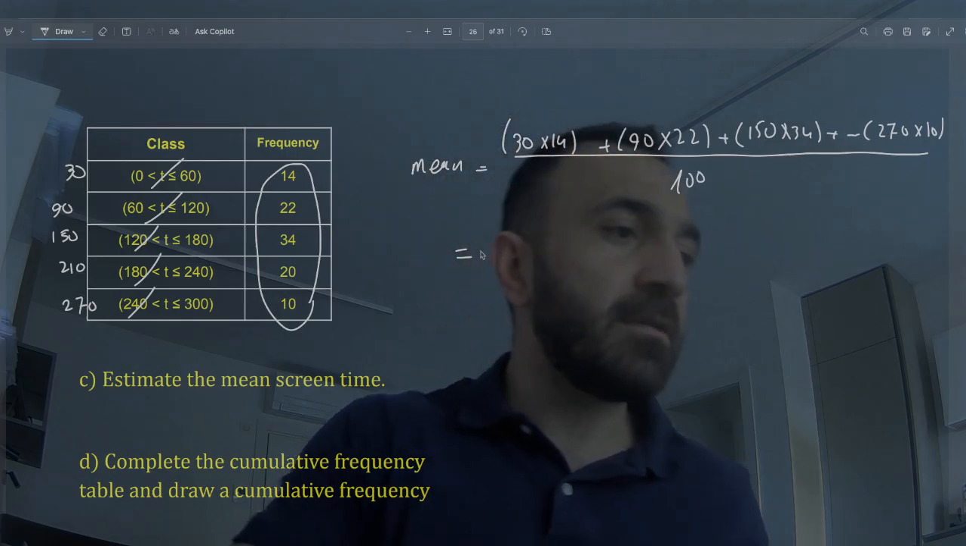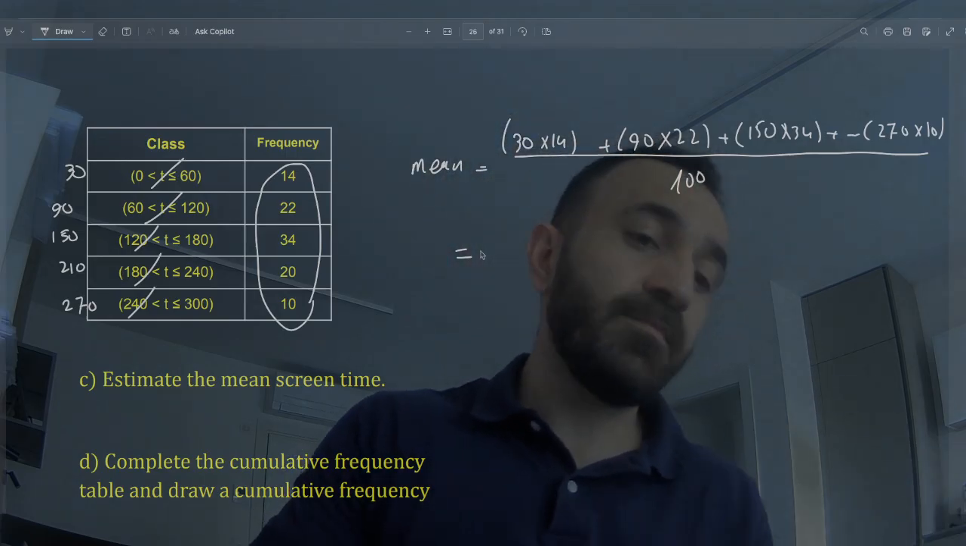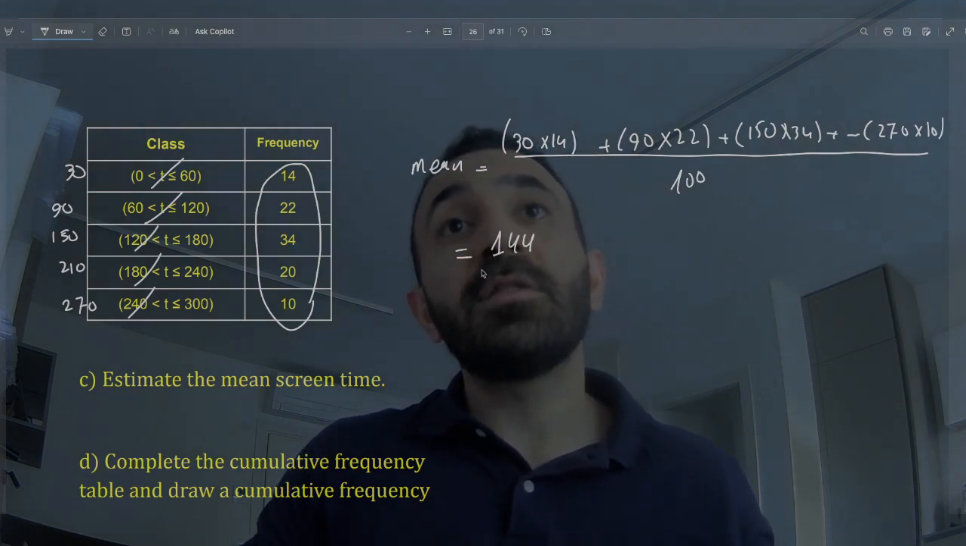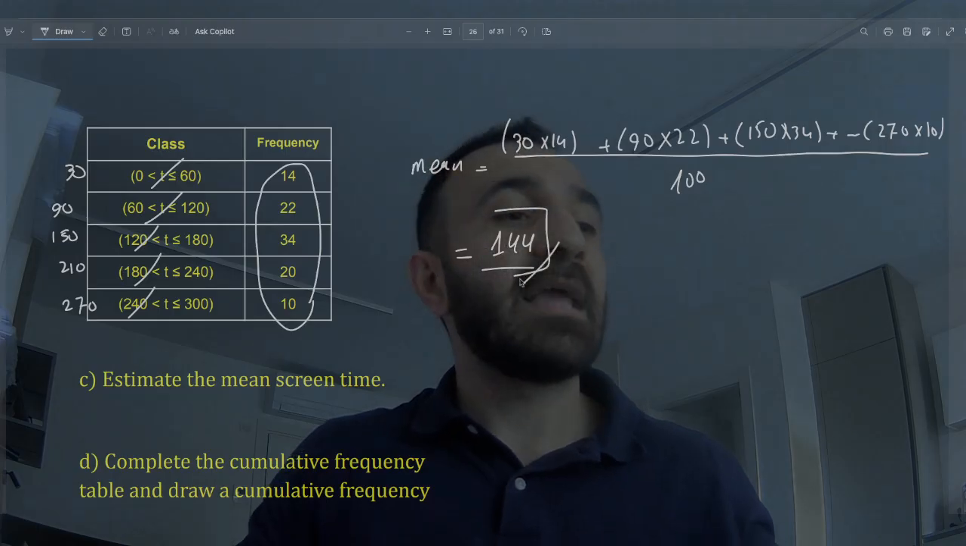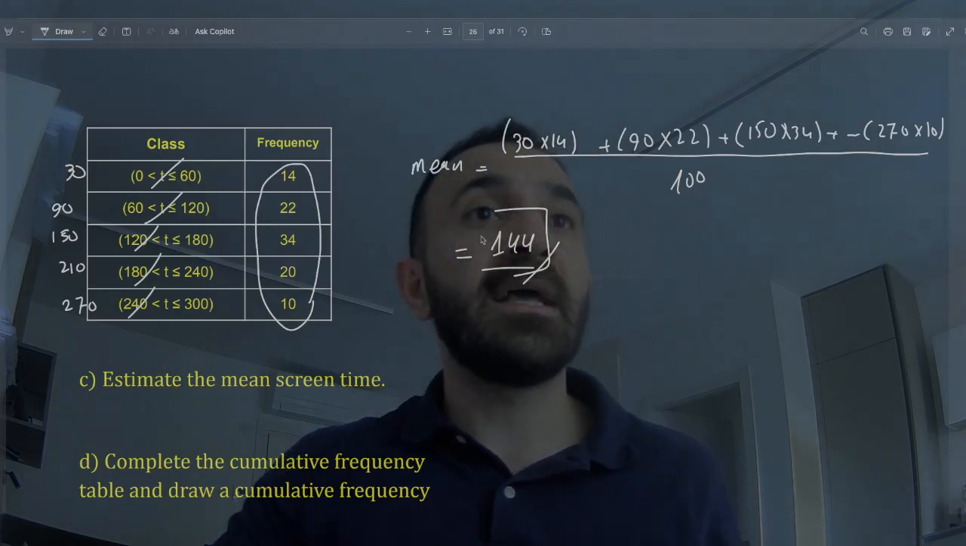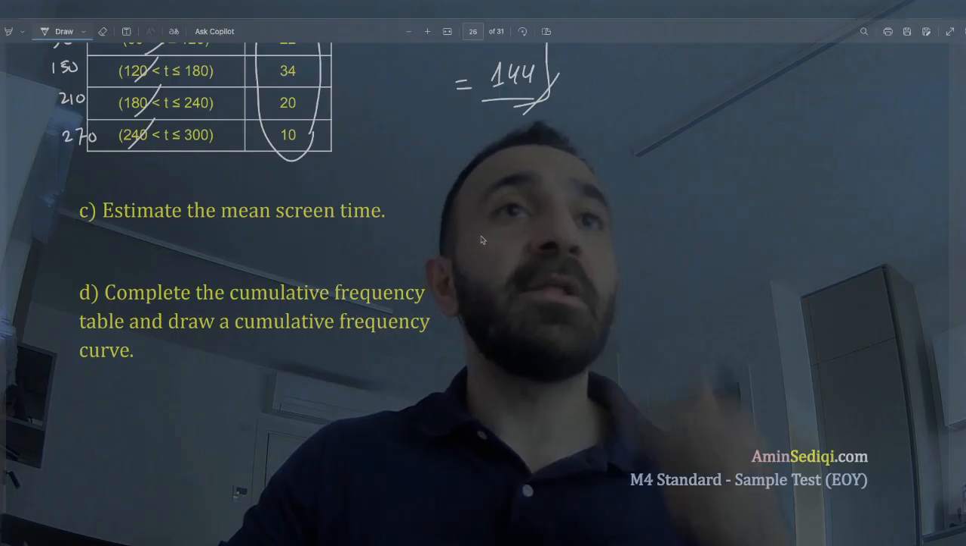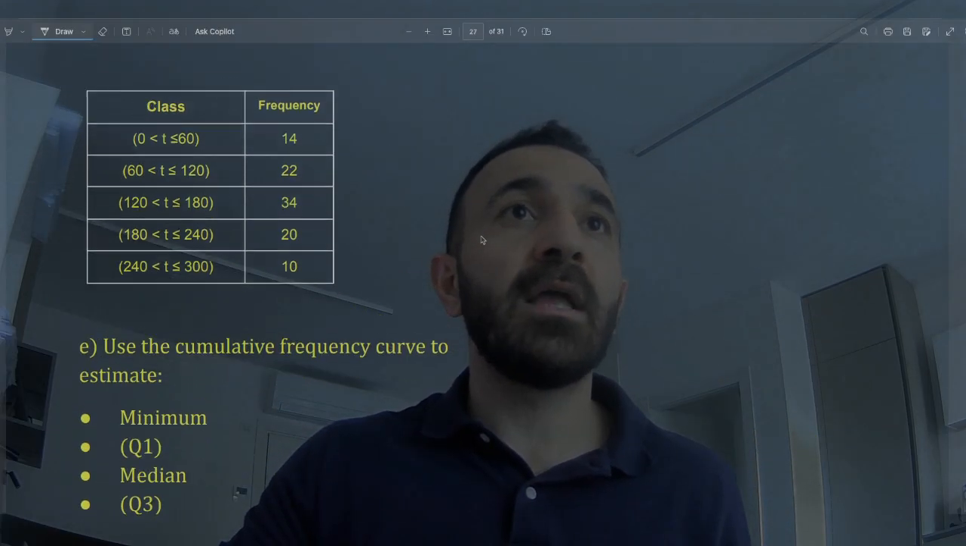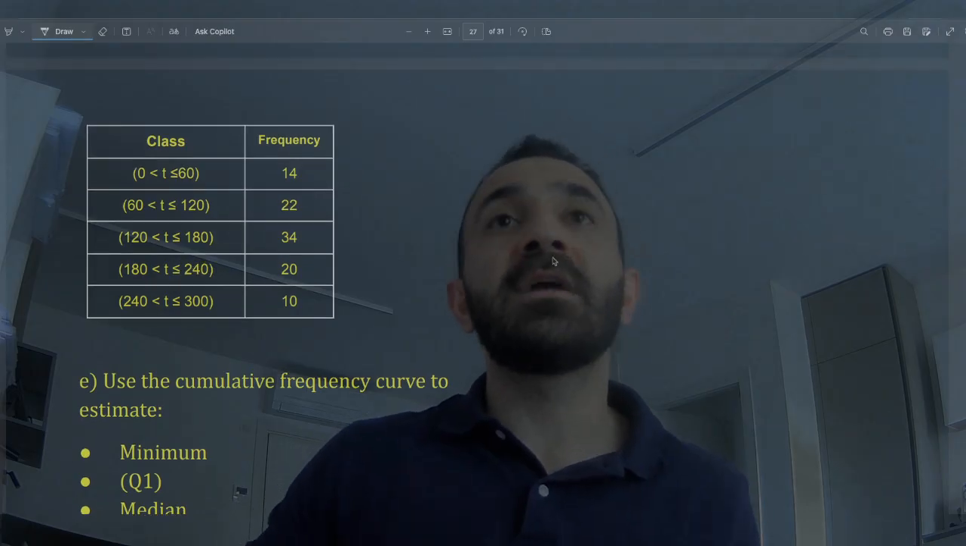The final answer is, I think I have it here, 144. You might need to check it one more time with your calculator, but this is the procedure to find the right answer. Complete the cumulative frequency table and draw a cumulative frequency curve. Okay, we're going to find the cumulative frequency curve of this table.